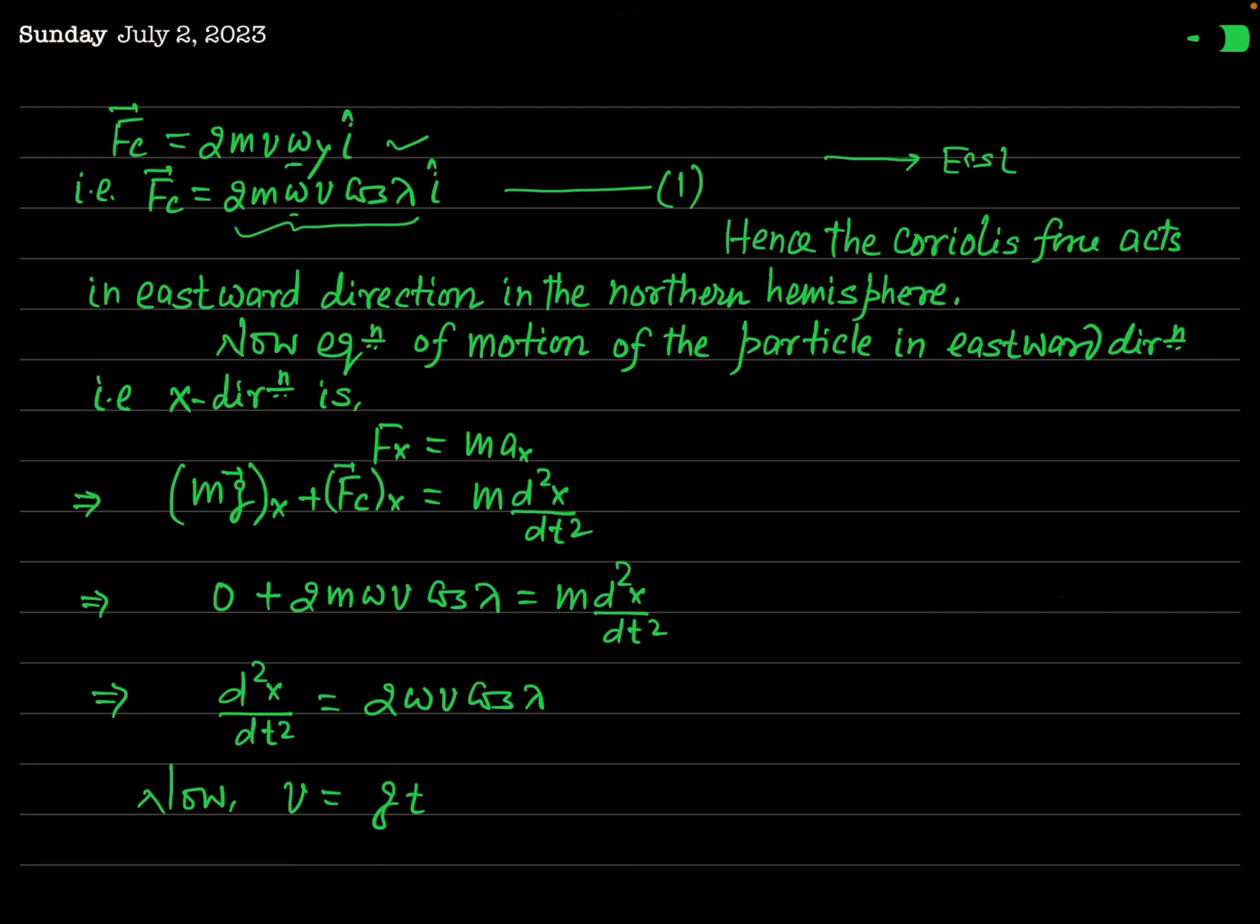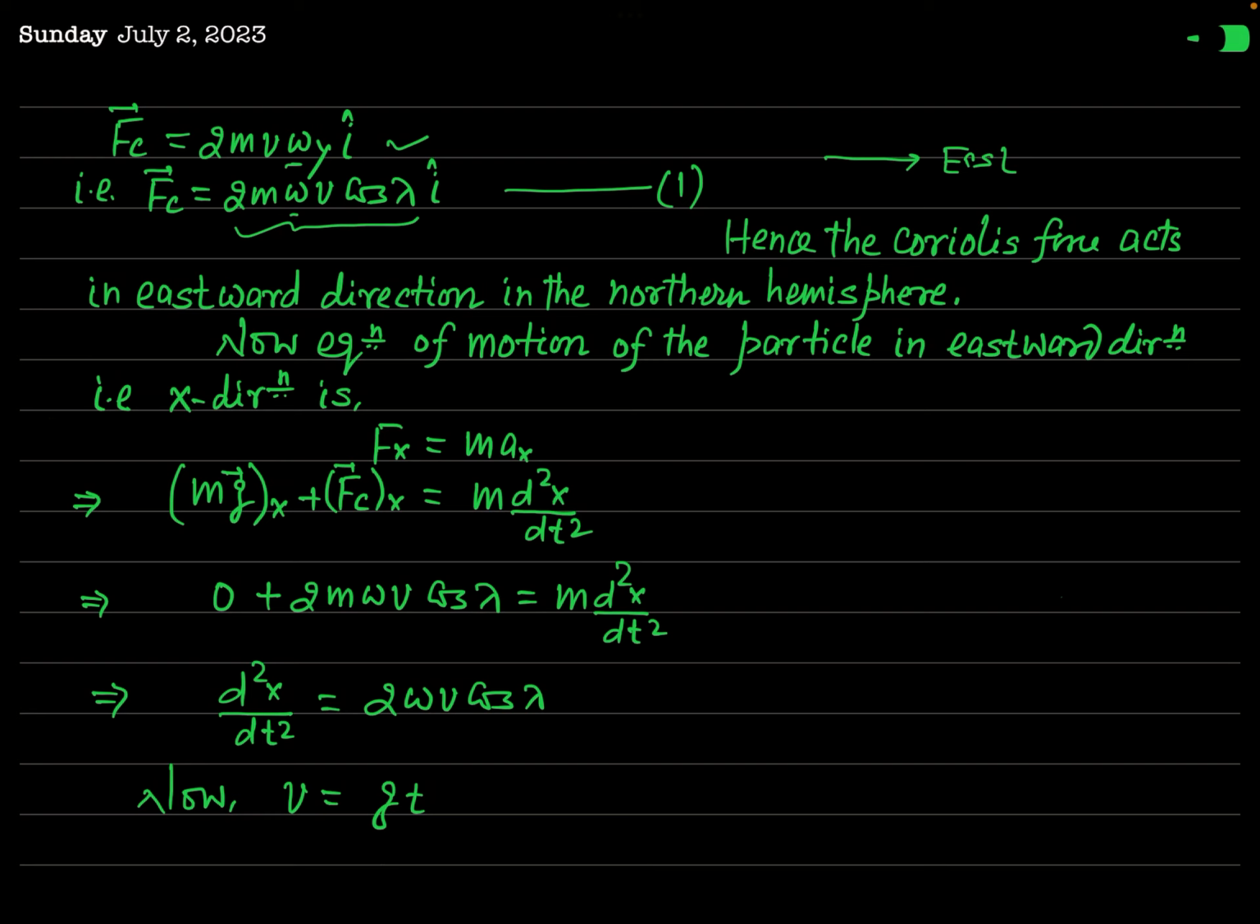So you can easily say if the same body is dropped from a latitude lambda from a height h in the southern hemisphere, then this Coriolis force will be directed in the westward direction, and so the body will experience deviation in the westward direction, not in the eastward direction. This is a very remarkable fact.